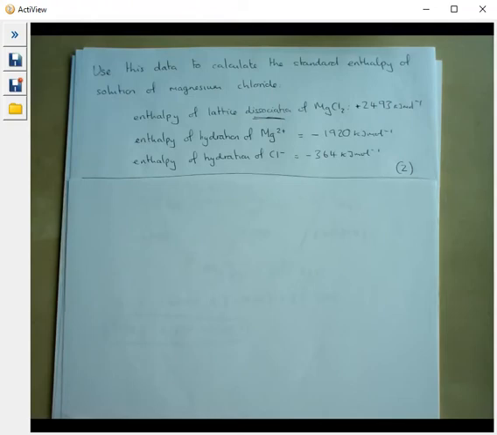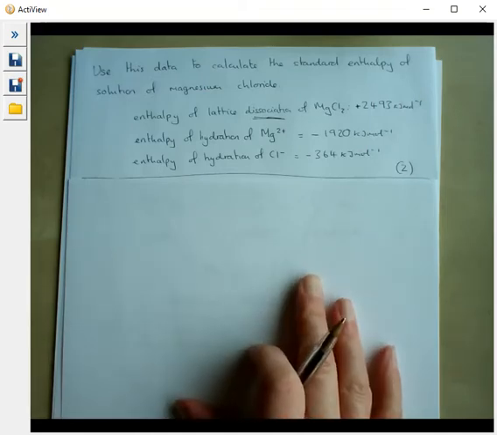Right, this is an exam question asking us to use the data that they've provided to calculate the standard enthalpy of solution of magnesium chloride. So it's given the enthalpy of lattice dissociation and it's given the two enthalpy of hydrations. I've underlined dissociation because sometimes they give you the enthalpy of lattice dissociation, sometimes they give you the lattice enthalpy of formation. So we need to be careful about which one we're doing.